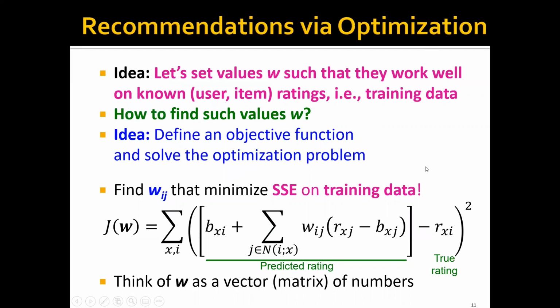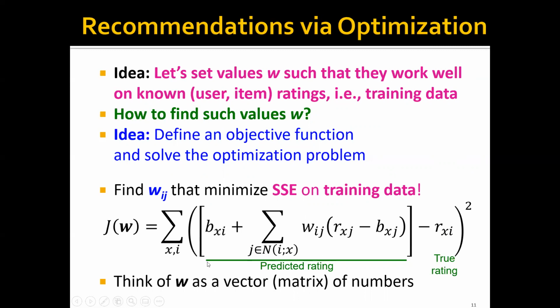Basically, the idea is just to set the values of w such that they work well on the known user-item ratings. So we want to set w such that the error on the training data is low enough. How do we find such values of w? We can do this by first defining an objective function and then solving the optimization problem. Concretely, we can just find the wij that minimize the SSE on the training data.